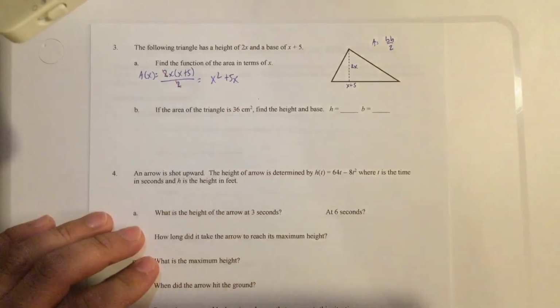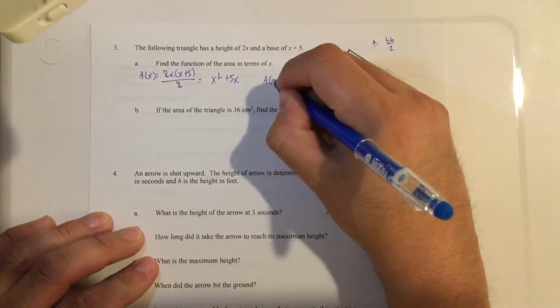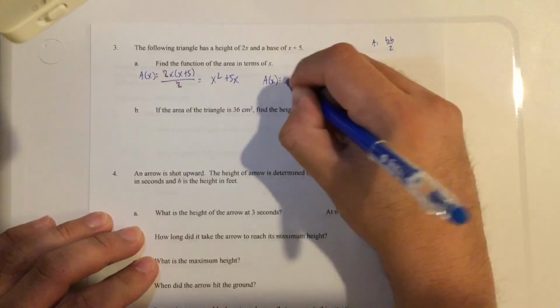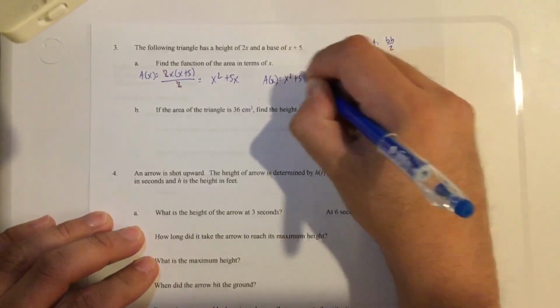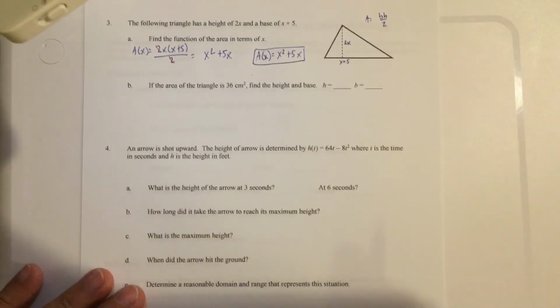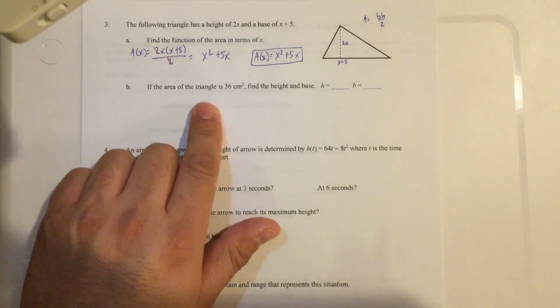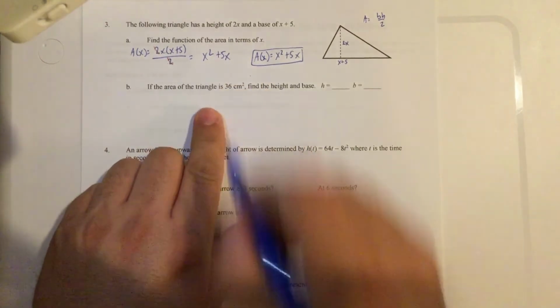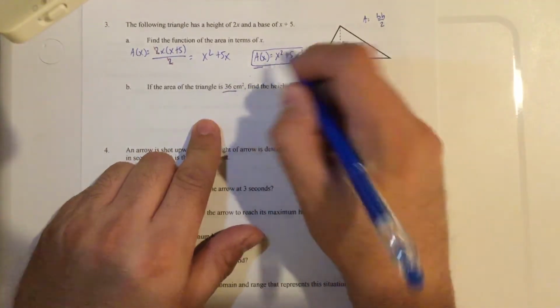And there is my function now for area. So let's write it nicer so we can see it. A of x equals x squared plus 5x. And I'll box that in so you see that that is my equation. All right, from here, it says if the area of the triangle is 36 centimeters squared, find the height and base. So we're just going to plug this, like the previous one, in for the area.